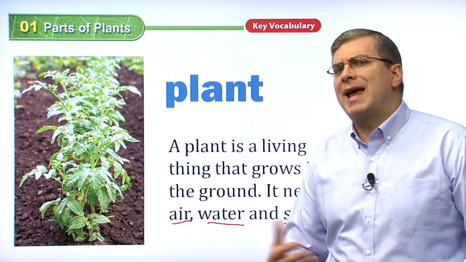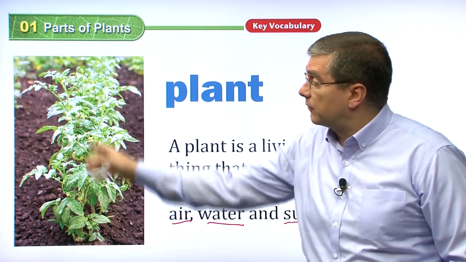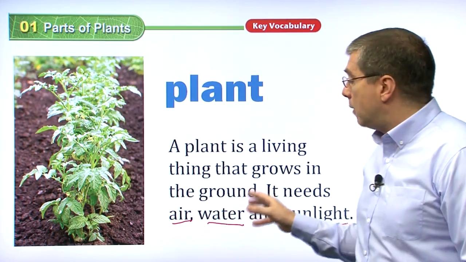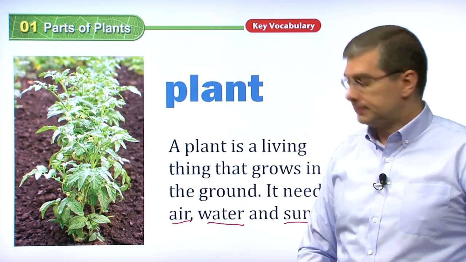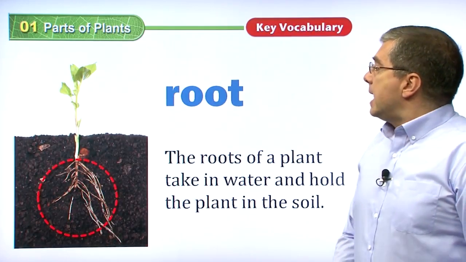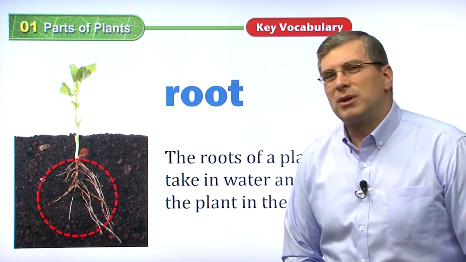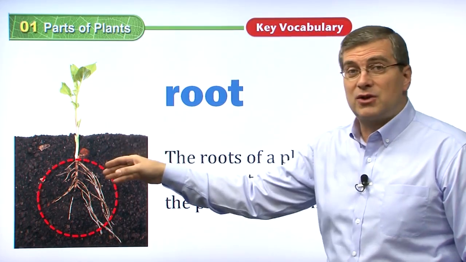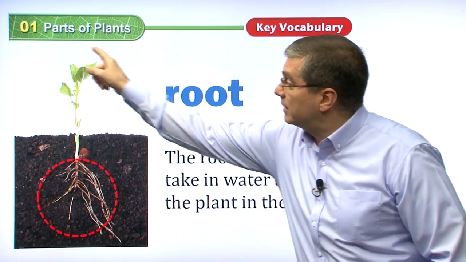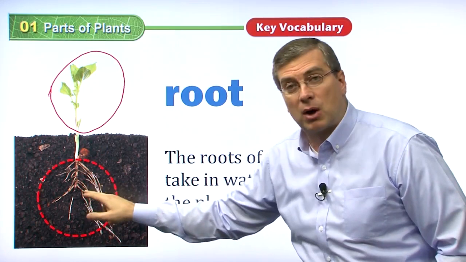So how does a plant get these things? In this lesson, we'll talk about the different parts of the plant that help the plant get air, water, and sunlight. Okay, moving on. Here we have the root. This is the part of the plant that you normally don't see. It's in the ground. In the previous picture, we only saw this part of the plant here, right?